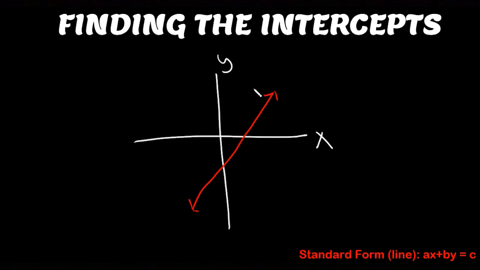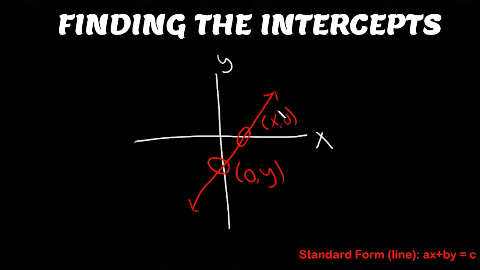So the intercepts are going to be where it's crossing the y and the x-axis, okay? If you look at this point right here, that's going to be considered your y-intercept value. This point right here is going to be considered your x-intercept value. Now these points can be represented by the following x and y values. For your y-intercept, the coordinates are going to be 0, y. And for your x-intercept, the coordinates are going to be x, 0.